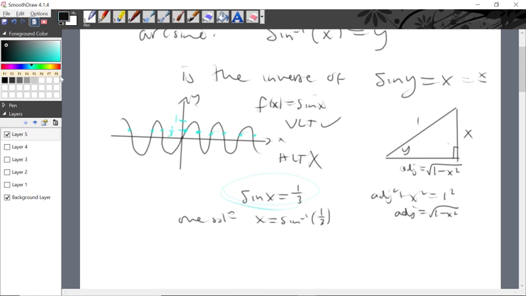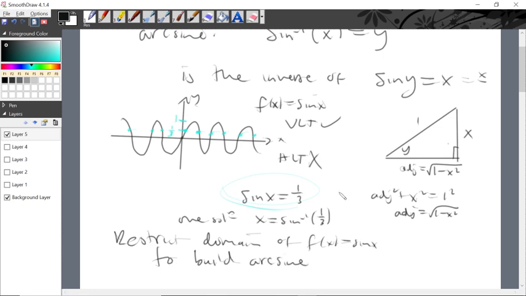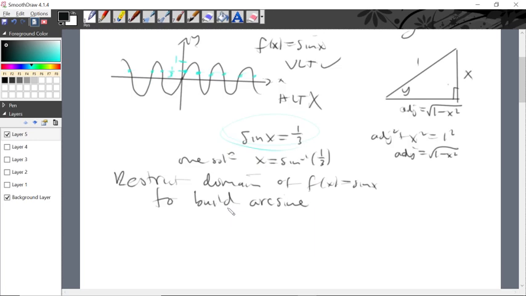Okay, and in order to build an inverse, we should restrict the domain of f of x equals sine x, in order to build the arc sine function. All right, sine to the negative 1, the inverse sine or the arc sine function. So we choose as the restriction for the sine function, the principal restriction, to be this window right here.